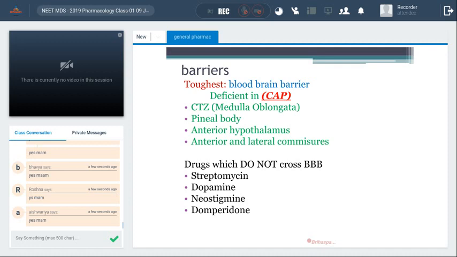Then we have neostigmine. Neostigmine is a huge molecule. It's a quaternary compound. It's a big molecule. It cannot cross the blood-brain barrier. And domperidone also cannot cross through the blood-brain barrier. So these are some of the drugs which cannot cross through the blood-brain barrier.